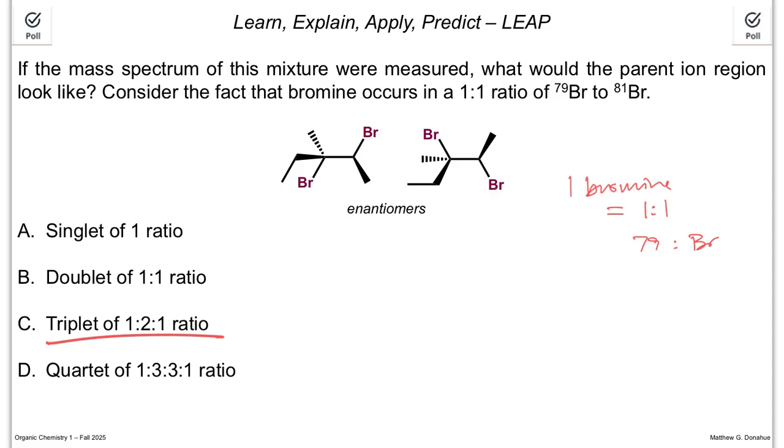With one bromine, the bromine can be either 79 or 81, but you have two of them in the molecule. So you have to think of the combinations of that. Really the way you get a triplet from that is looking at if both of them are 79 or both are 81, and then you have 79, 81, 81, 79. So that ratio is 1 to 2 to 1.